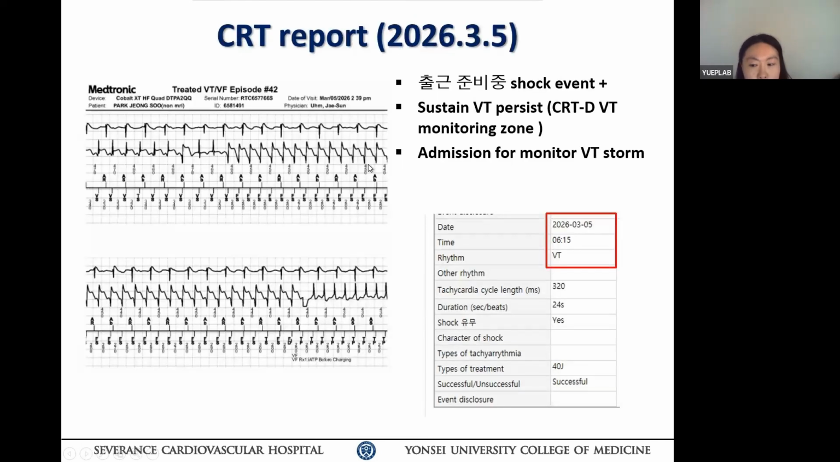So we interrogated the CRT device. The CRT interrogation revealed a recorded VT event, and shock was appropriately delivered according to the program setting. The problem was that even after arrival in the emergency department, sustained VT persisted within the VT monitoring zone of the CRT device. Therefore, the patient was admitted for monitoring of VT storm and further evaluation. Due to the patient's persistent VT episodes, RFCA was planned.